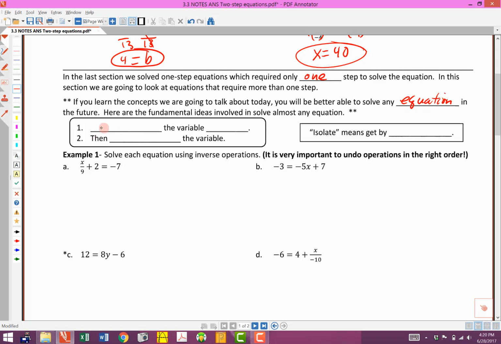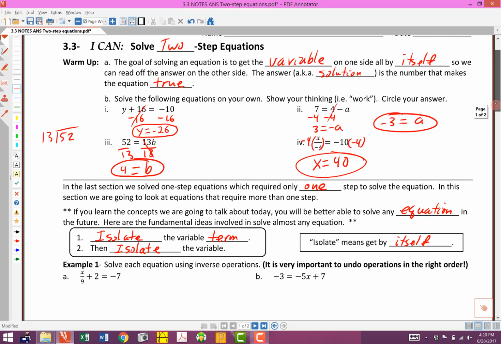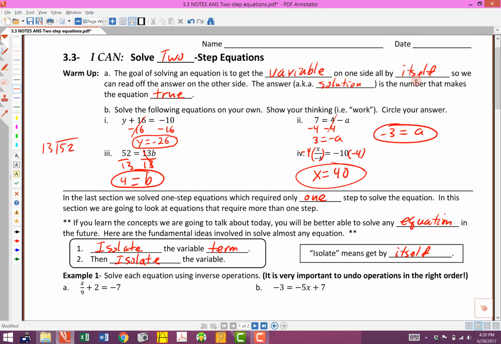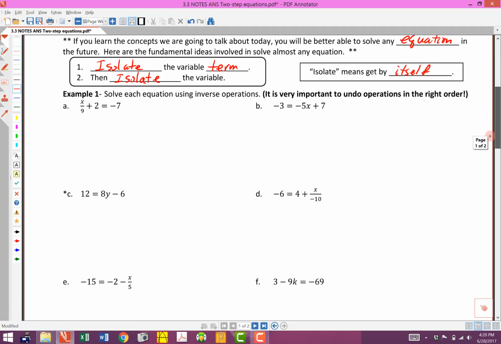So step number 1, isolate the variable term. And the second step is, then we're going to isolate the variable. So isolate the variable term and then isolate the variable. Now the word isolate means get by itself, and we've actually talked about that before. So up here we were saying the goal is to get the variable on one side all by itself, or in other words, the goal is to isolate the variable, and we're going to do that a step at a time as we solve these.